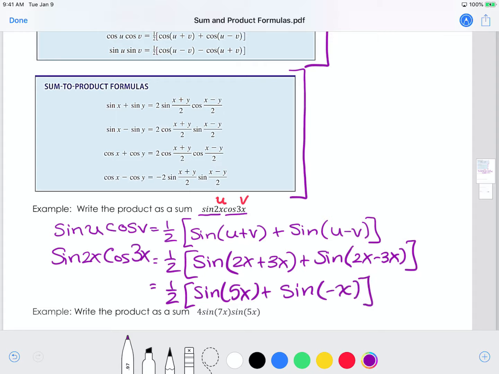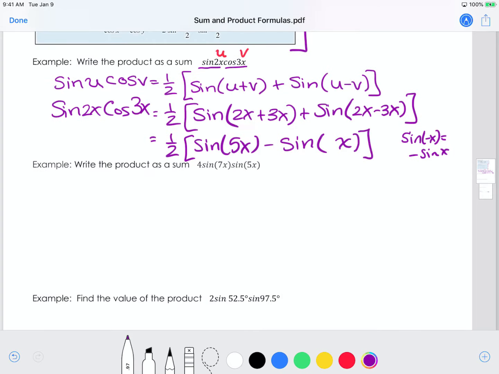Now, I don't want to leave this with negative angles. So using my even and odd properties, I think back and since sine is an odd function, I know that sine of negative x is equal to negative sine x. So I'm going to erase this negative here and this plus, and I'm going to switch it. So this is coming from the fact that sine of negative x is equal to negative sine x using my properties of even and odd functions.